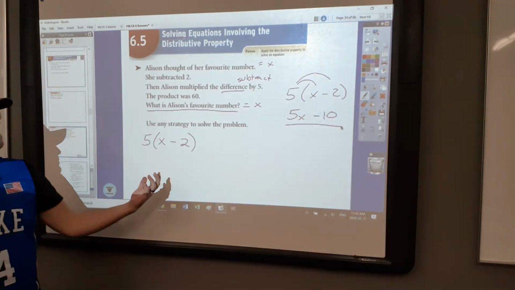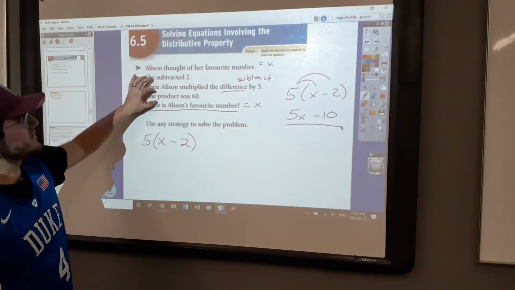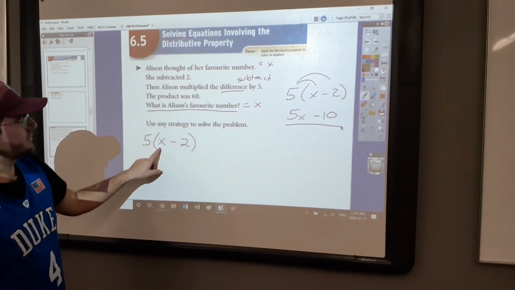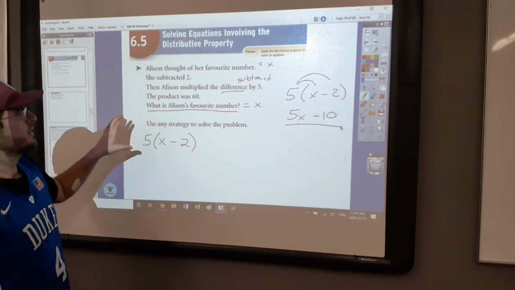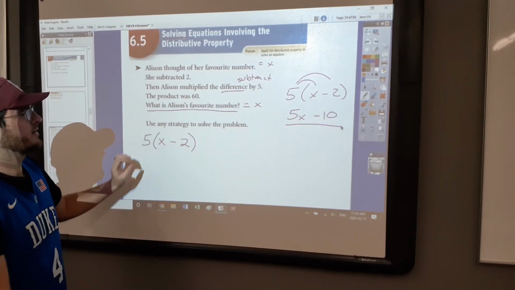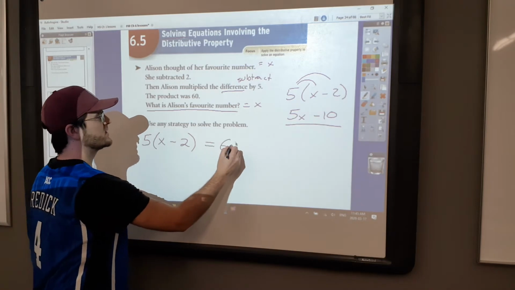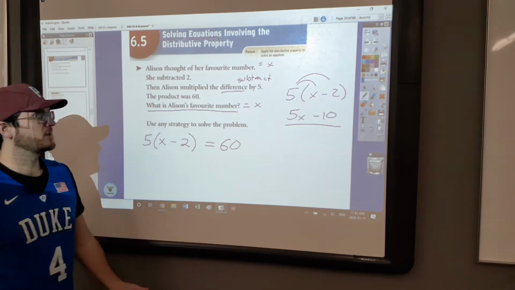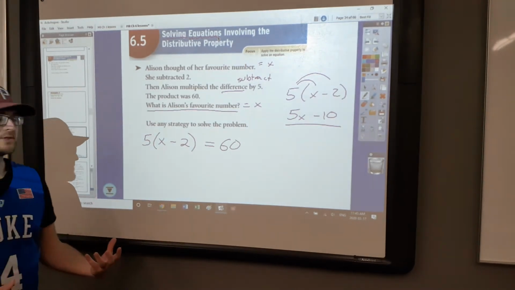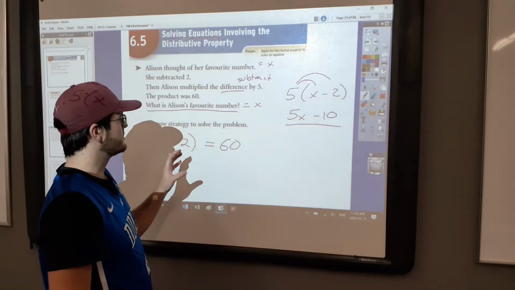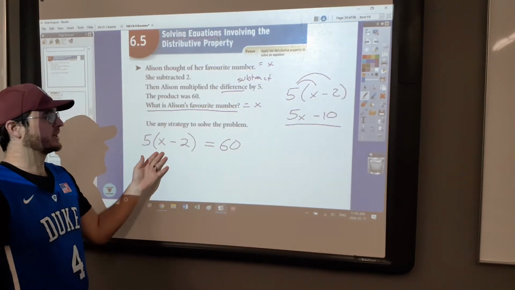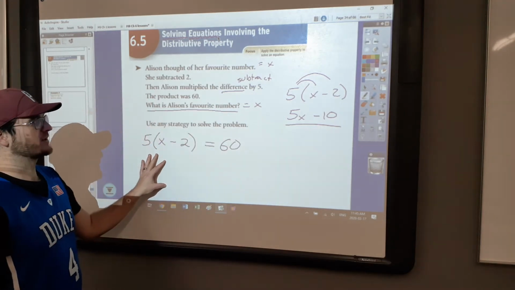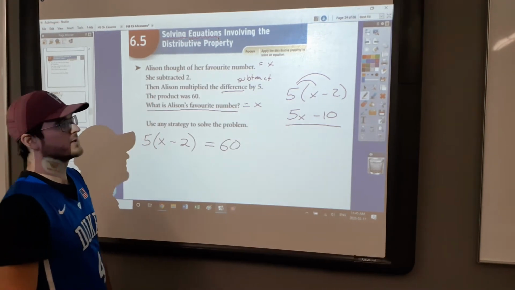In 6.5, what we're going to add to that is this last sentence. It says the product was 60. So in other words, after she took her favorite number, subtracted 2, and multiplied the whole thing by 5, that equals 60. Anytime we have an equation, it means we have an equal sign. Equation, equal sign. In this video, we'll discuss two main ways to solve a question like this. We'll get into the example, then I'll head back to this, and we'll solve this in two different ways.